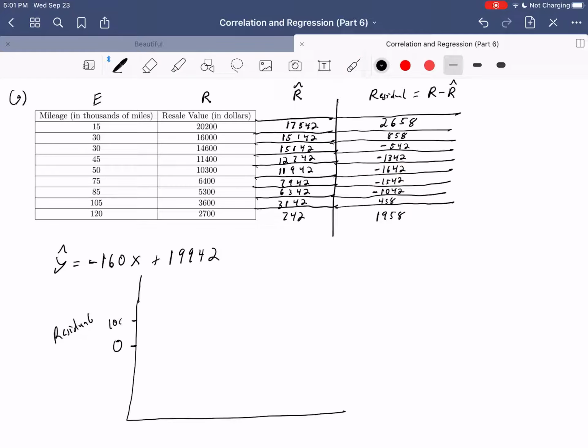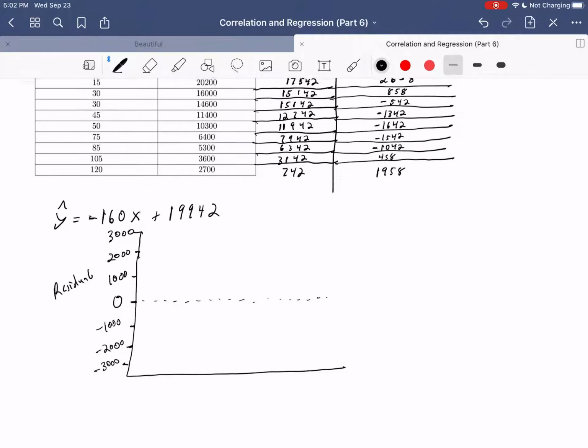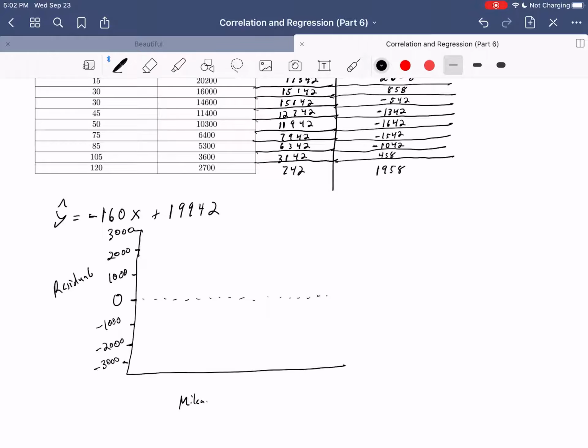You can be pretty rough with the residual plot because, again, unless it has a very strong pattern, we're going to consider it appropriate. On this side, we'll have negative 1,000, negative 2,000, and negative 3,000. And then I recommend putting a little dotted line so you can visualize which were positive and which were negative. And this will be our mileage in thousands down here, which I think we can just keep the same. I believe we went by like 20, so 20, 40, 60, 80, 100, and 120.